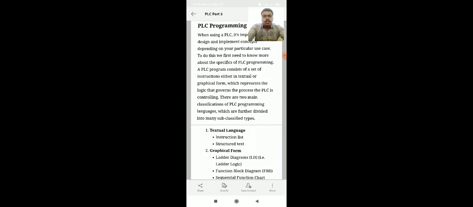There are two main classifications of PLC programming language, which are further subdivided. The first is the textual language. In the textual language, the first one is the instruction list, and then structured text. The second is the graphical form. In the graphical form there is the ladder diagram, that is ladder logic, with the help of which we can program the PLC. Then the functional block diagram, FBD, and the third one is the sequential function chart. With these methods we can program any PLC.